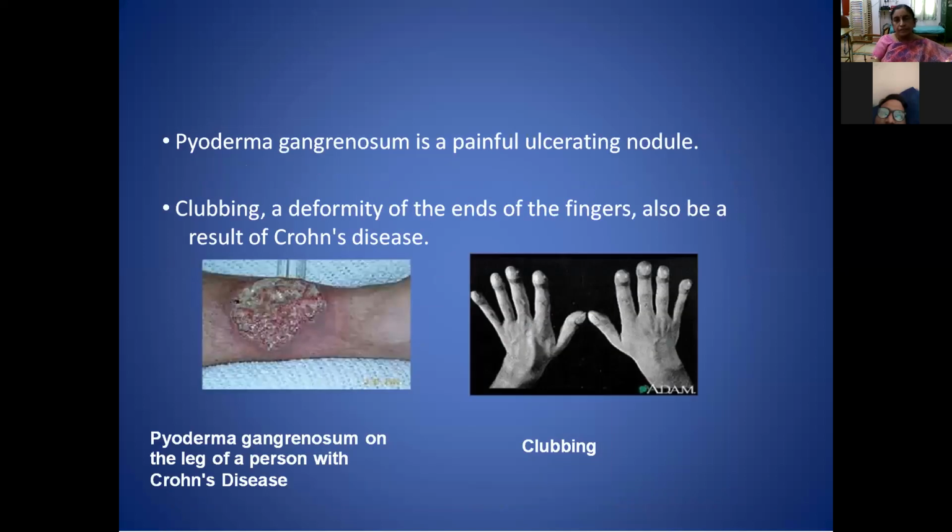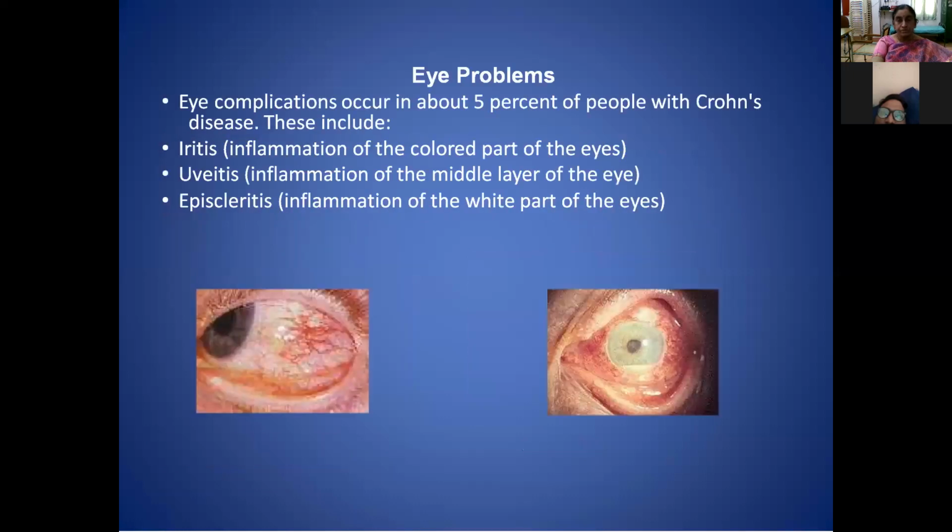Next, we'll go to the other important skin complication, pyoderma gangrenosum. It is a painful ulcerating nodule you can see on this slide. So that is the pyoderma gangrenosum, and that is one of the characteristic features or complications of the patients with Crohn's disease. Next one is, you can see the clubbing also in this slide. So clubbing, a deformity of the ends of the fingers, is also a result of the Crohn's disease. These are the dermatological and nail complications of Crohn's disease.